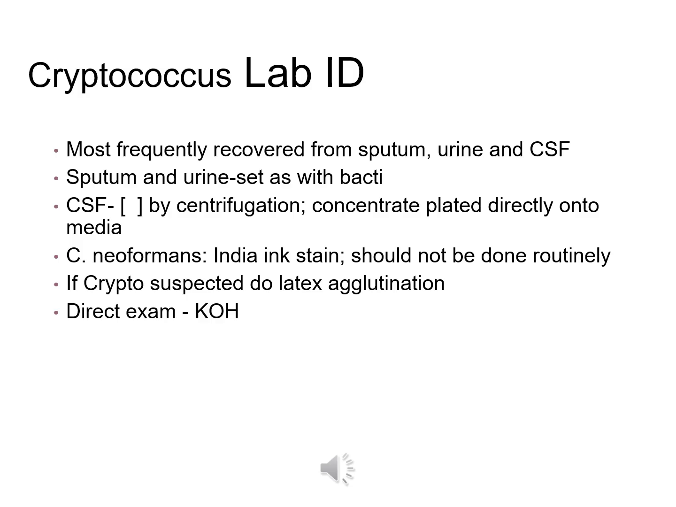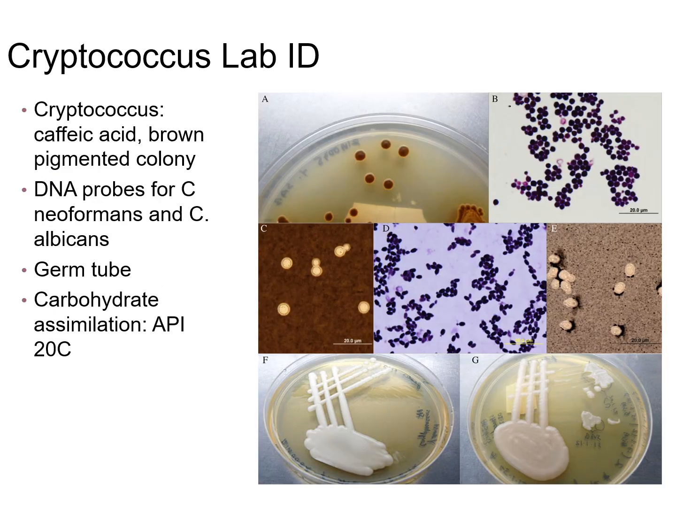There are also latex agglutination kits you can use, or you could do a direct exam of your specimens with a KOH. Cryptococcus species produce brown pigmented colonies when grown on media containing caffeic acid due to the production of melanin, which is a useful diagnostic feature.